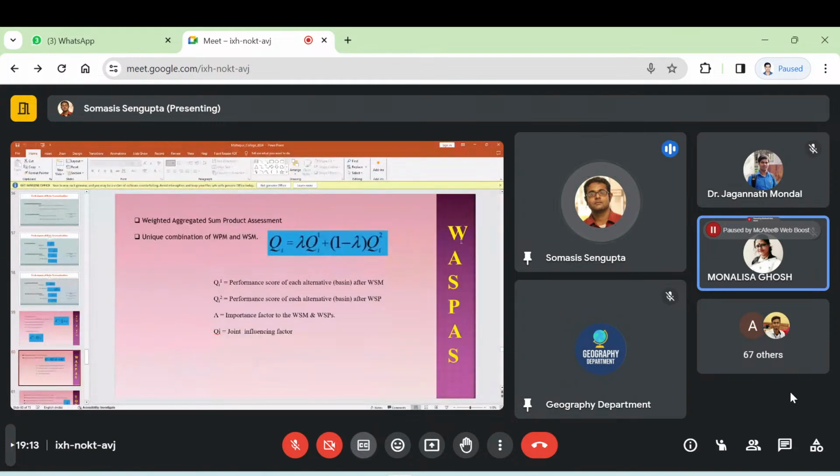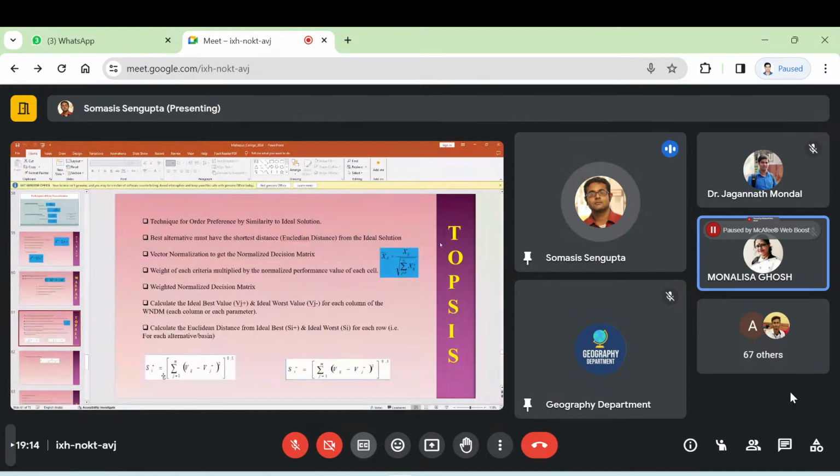Then there is another model, that is WASPAS. Here, both the weighted sum and weighted product are averaged. I get a weighted sum composite score and a weighted product composite score, and then I assign weight to those two methods. Suppose I assign 50% weight to weighted sum and 50% weight to weighted product. So 50-50. Here lambda is the importance factor. Here lambda becomes 0.5. If I feel that weighted sum is more important, my value of lambda will increase or decrease.